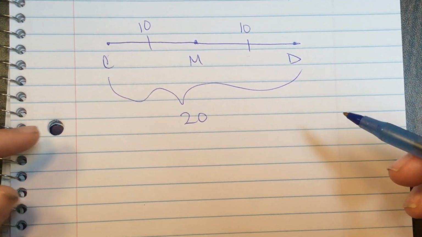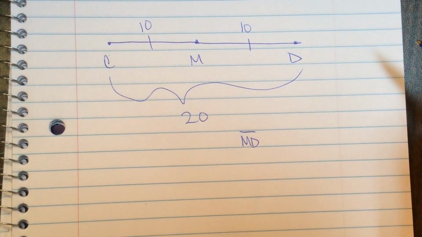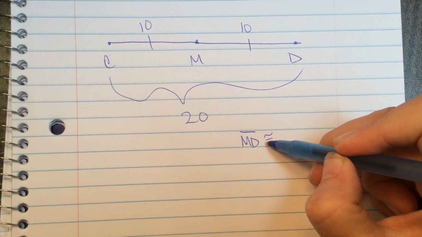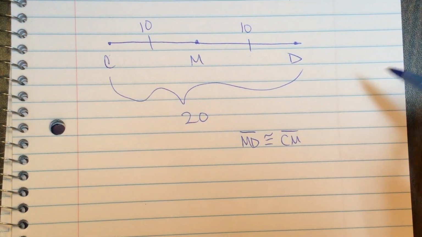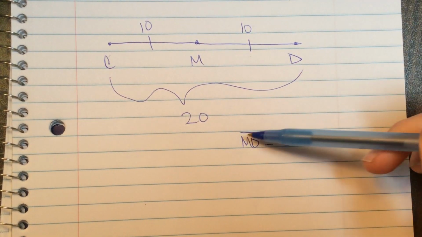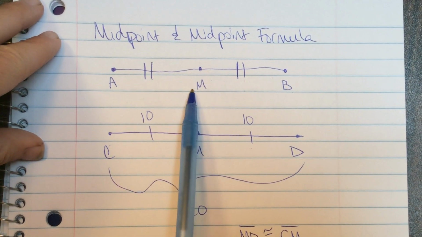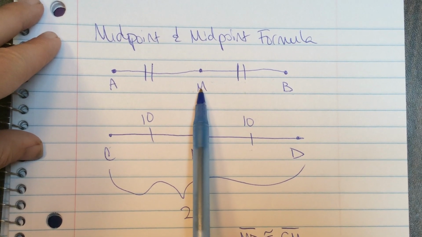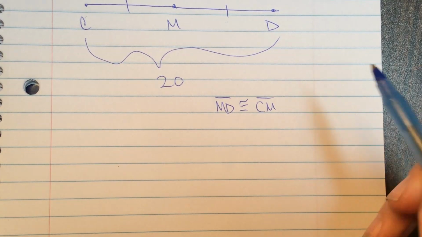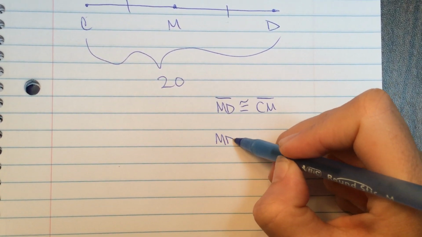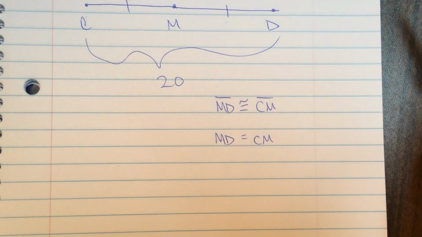So you could write it in a congruent statement. You could say line segment MD is congruent to line segment CM. And you can say that about up here too. Line segment AM is congruent to line segment MB. You could also say that the measure of line segment MD is equal to the measure of line segment CM.